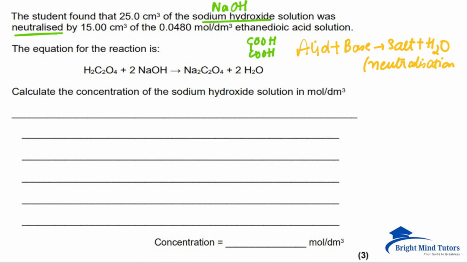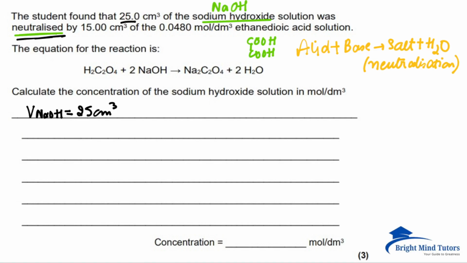Okay, so this balanced reaction is completely written, and it says it is completely neutralized, which means all the acid that we had in the solution has completely reacted with your base. Now it is given how much volume of the sodium hydroxide we are taking: the volume of NaOH is 25 centimeter cubes, and it is neutralized by the 15 centimeter cubes of ethane dioic acid. This is what is given to us.